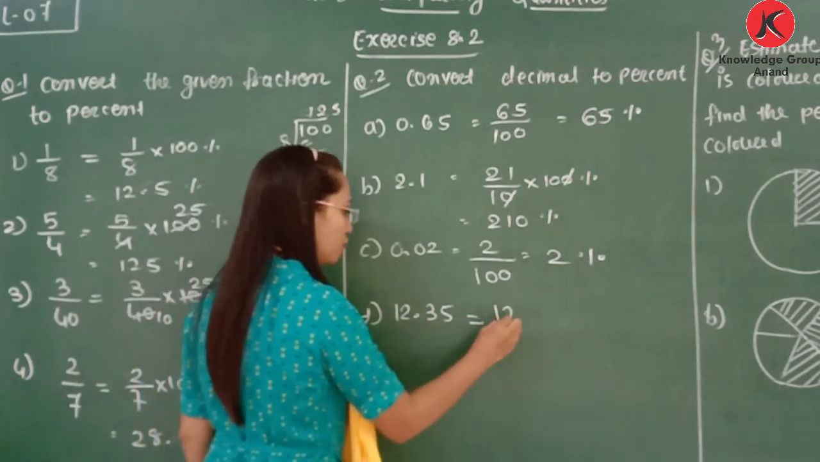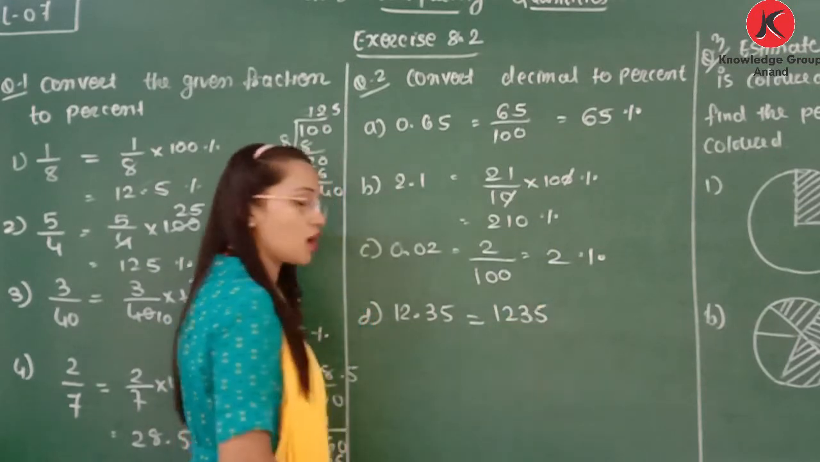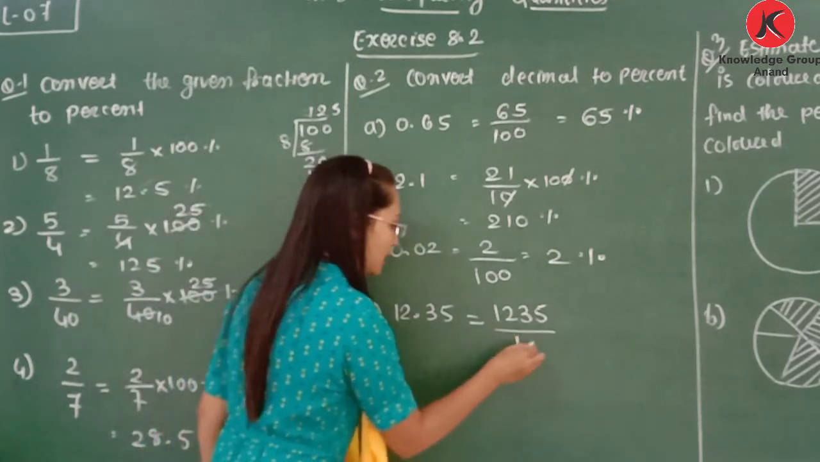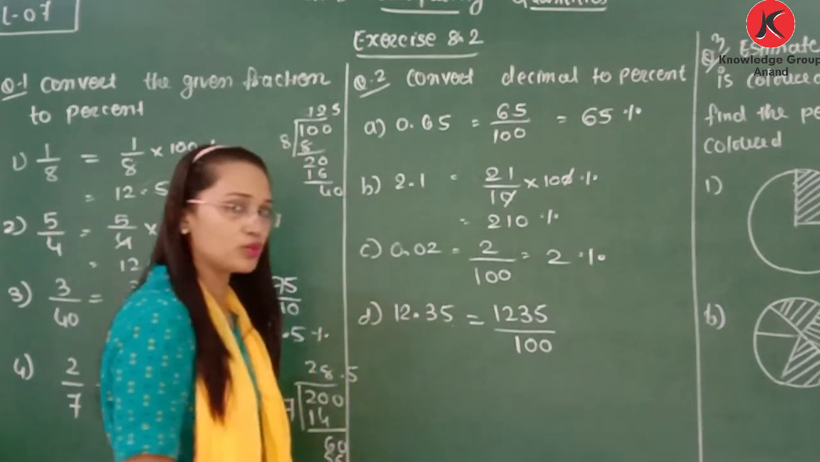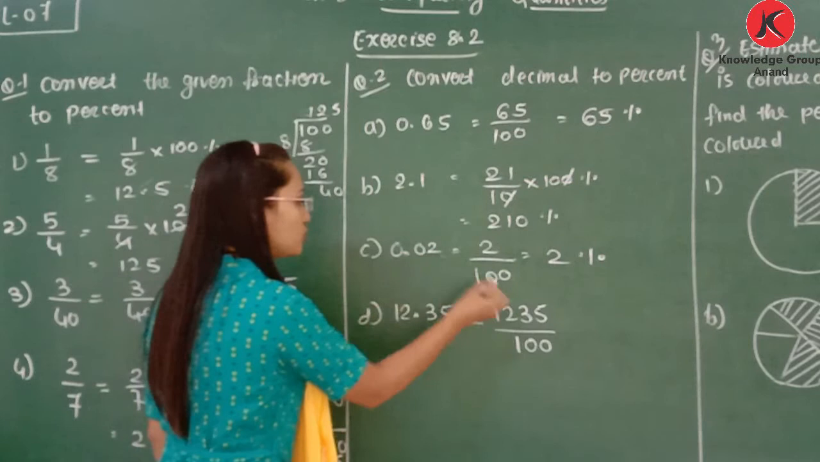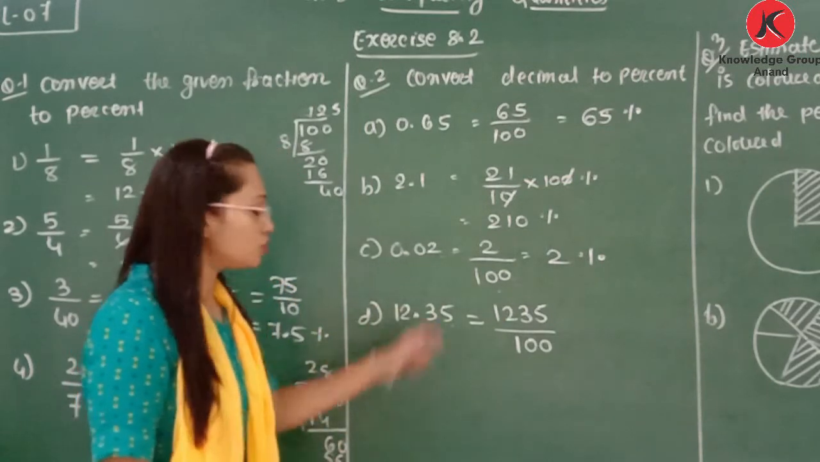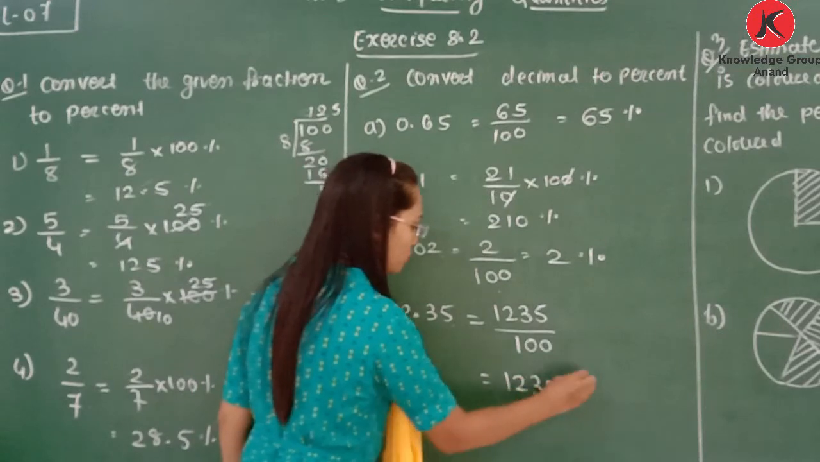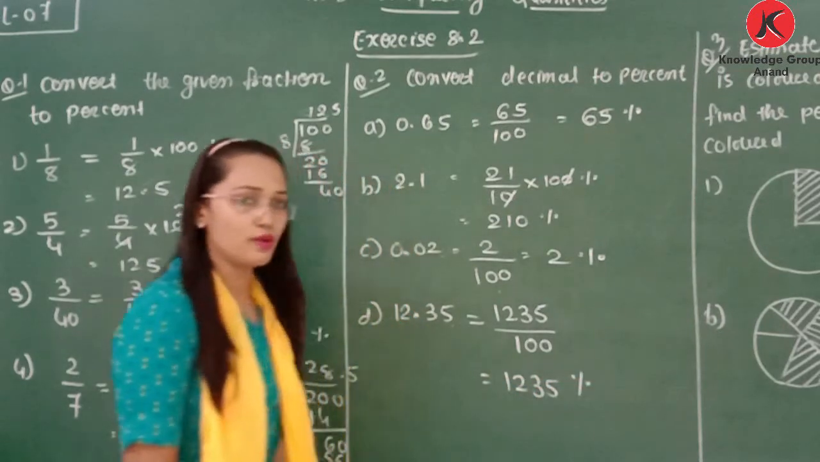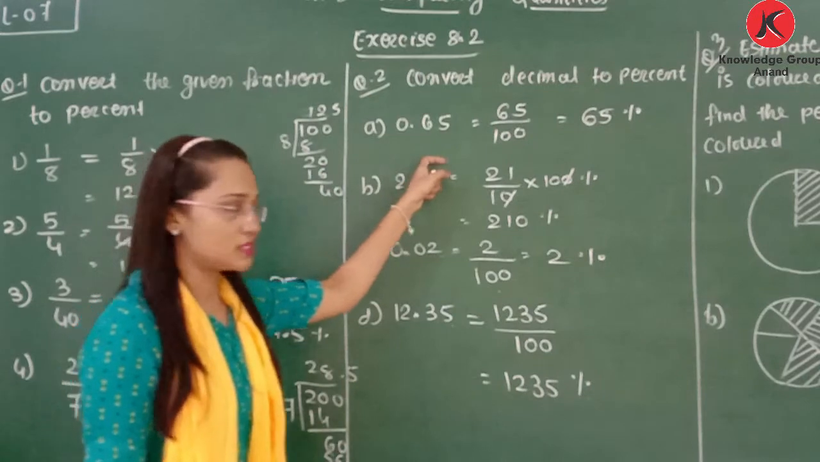Now 12.35, it is represented as 1235 divided by 100. Why 100? Because after the decimal point there are 2 digits, so we need to write two 0s in the denominator. So it is 1235%. So this way we can convert the decimal to percentage.